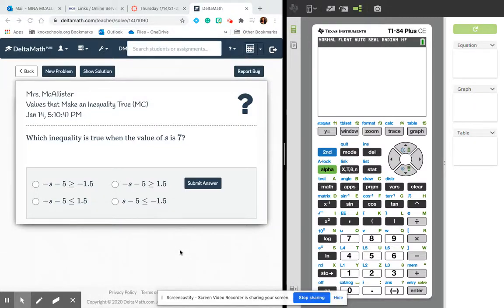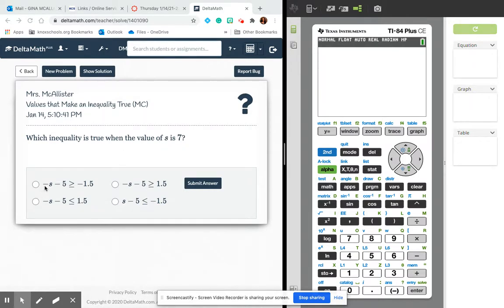Right, values that make an inequality true. This is multiple choice. It's on Delta Math. You are going to want a calculator, so I've pulled up my TI-84 Plus CE over here. You will need to solve the inequalities to see which one makes it true. So which inequality is true when the value of S is 7?